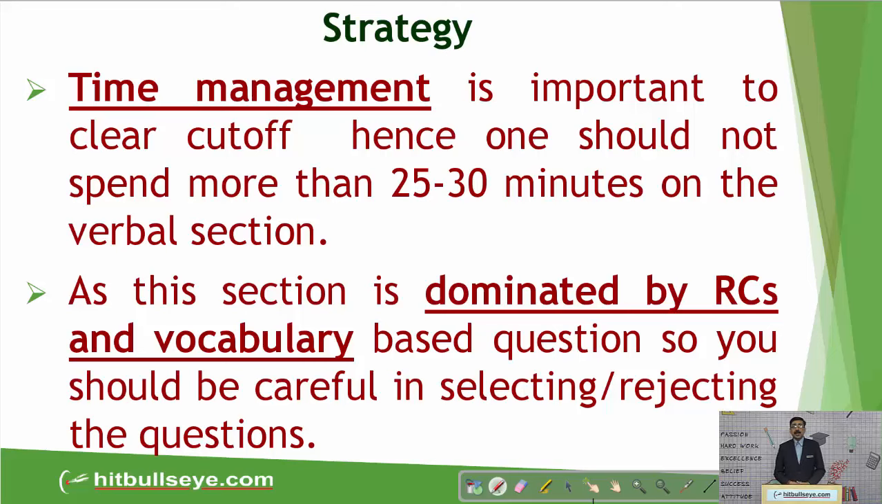Now the very important section: strategy to crack or to score well in the TISSNET verbal section this time. Time management is very important because we have 100 minutes to answer 100 questions. So we should not spend more than 25 to 30 minutes on the verbal section. At the max, one should try to attempt 28 to 32 questions. Minimum should be 24.